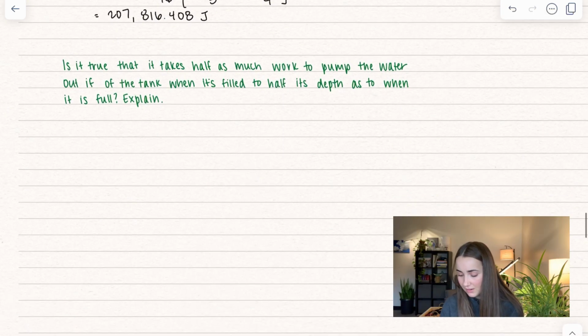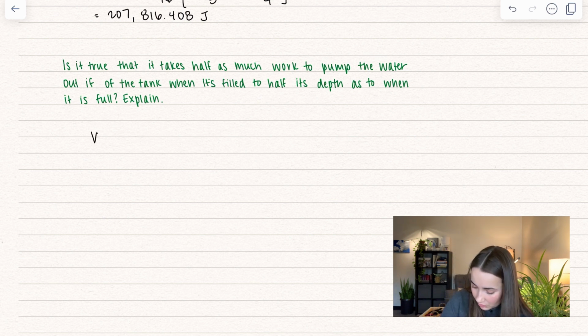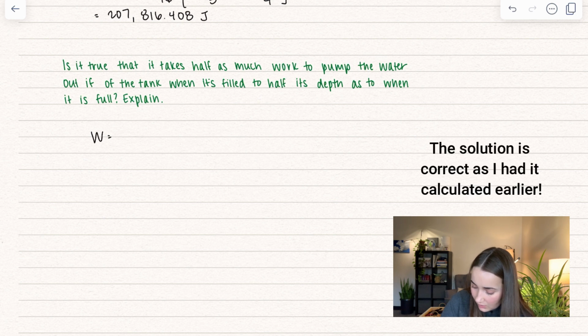So now we have another part to this. Is it true it takes half as much work to pump the water out of the tank when it's filled to half of its depth as when it's full? So let's go ahead and talk about what this would look like as an equation. We have work is equal to the integral, but instead of going from 0 to 10, because that's the water level, the water level is only until 5. So here we're integrating between 0 and 5.